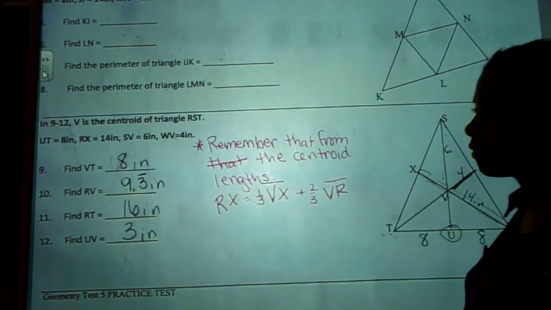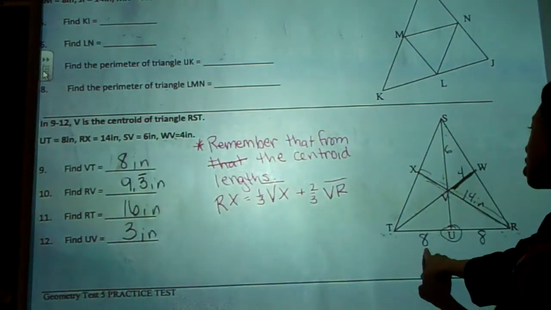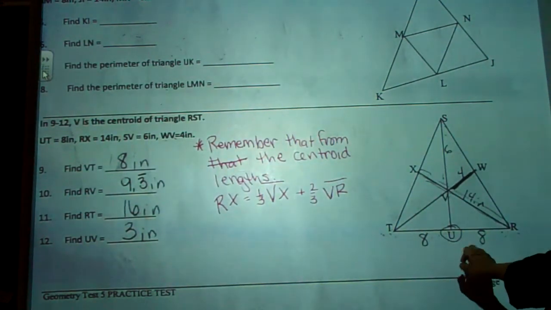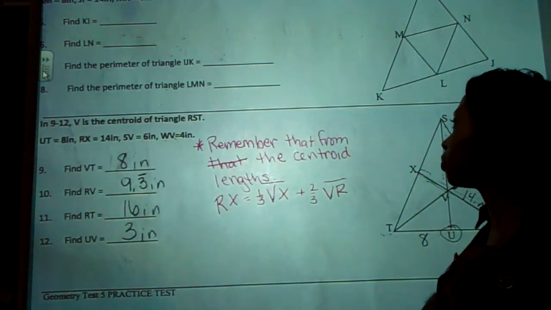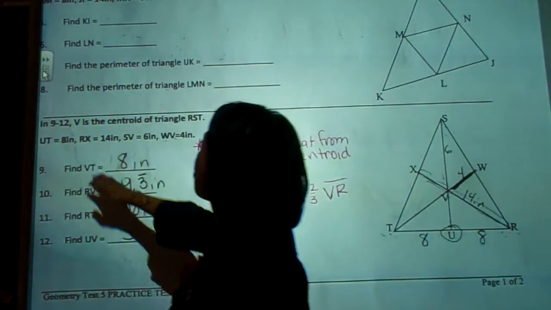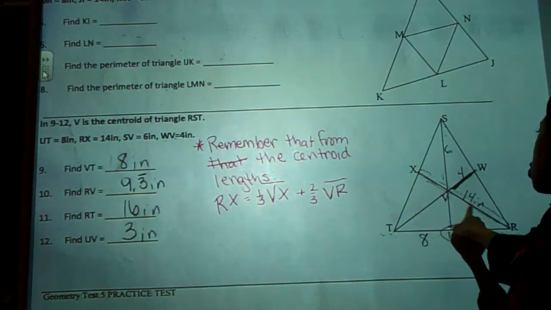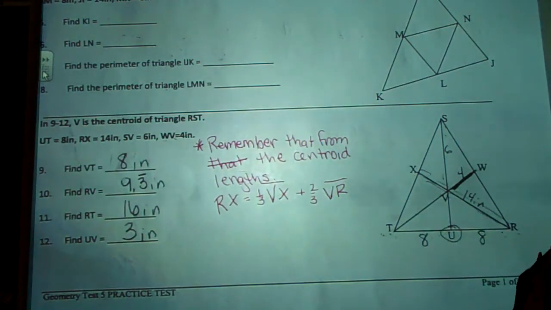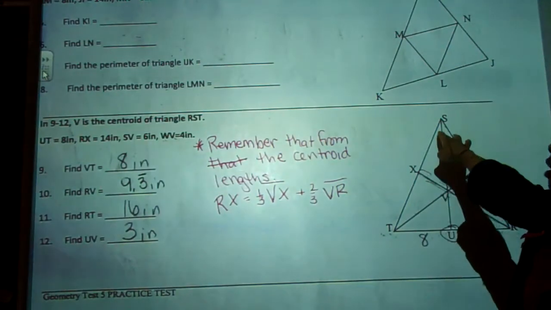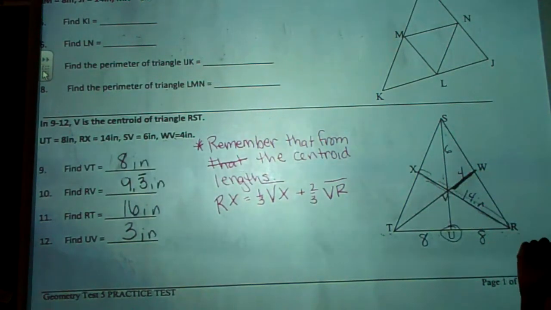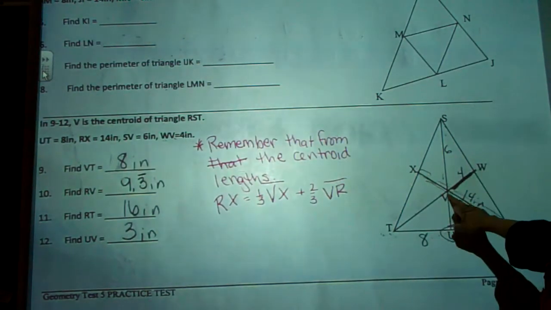And if I plug in all the values that were given to us, UT is 8 inches. That means that RU is 8 inches because U is at the midpoint. And then we have RX. RX here goes through the centroid. The whole length of this segment is 14 inches. And then SV, which is here, line segment SV is 6 inches. And then we have VW, which is 4 inches.